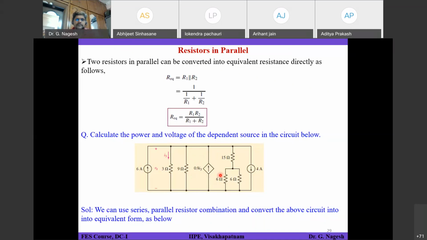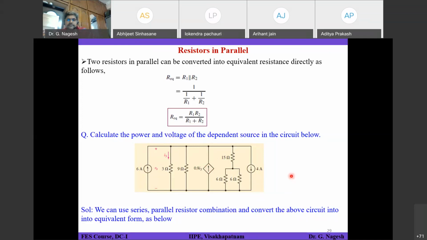So what are they asking? Calculate the power and voltage of the dependent source. What is the power delivered? And the voltage of the dependent source, that means the voltage across these two terminals, is nothing but Vx, since Vx is the voltage across all the elements. So you have to find Vx and then find the power delivered by this dependent current source.